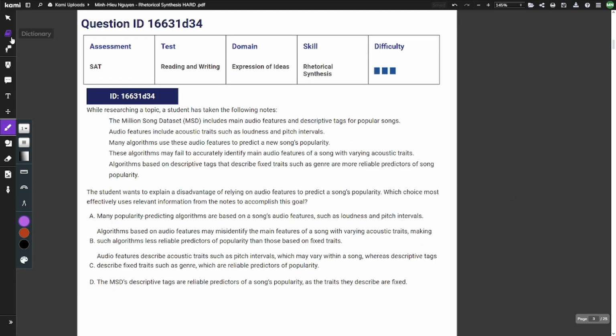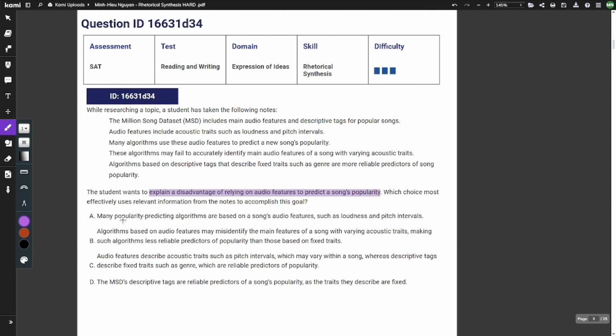Question number 3, let's find our task. So, the student wants to explain a disadvantage of relying on audio features to predict a song's popularity. Okay, I think I just realized a pattern: anything after "wants to" is going to be your task. So in this case, it's going to be explain a disadvantage of relying on audio features to predict a song's popularity. So let's move on to our answer choices.